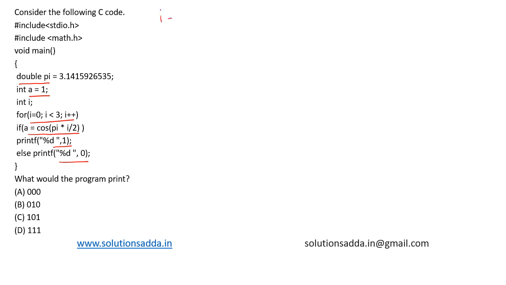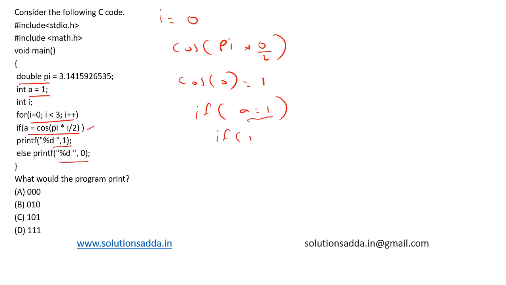So in the initial iteration I equal to 0, then we move here, that is cos pi into I by 2. I by 2 means 0 by 2. So we get cos 0. Cos 0 is equal to 1. So the criteria for the if condition is a equal to 1. So if 1, then it is entering this print statement. So we print 1.